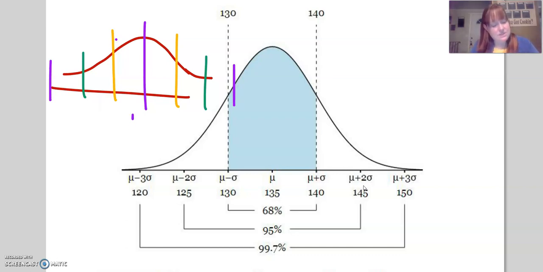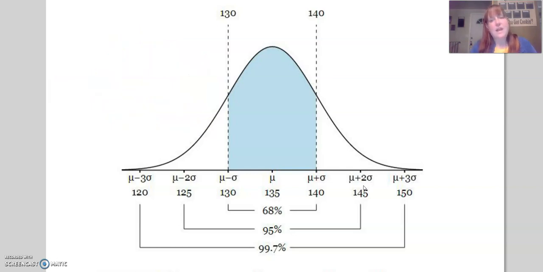So you could say, well, the mean is 135, and then one standard deviation up would be 140, and one standard deviation down would be 130. So this would be 145 and 125, and so on and so forth, right? I already have it drawn here, but I want you to realize that you can draw your own. You don't have to have some fancy normal curve ready, right?